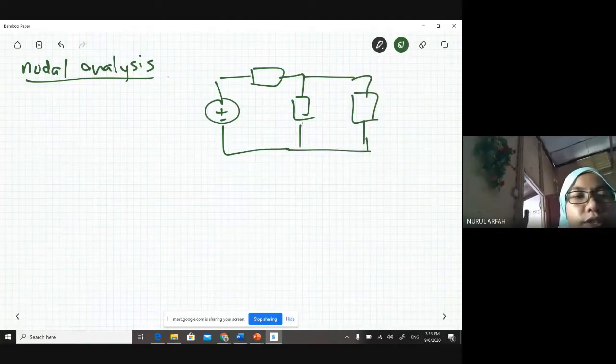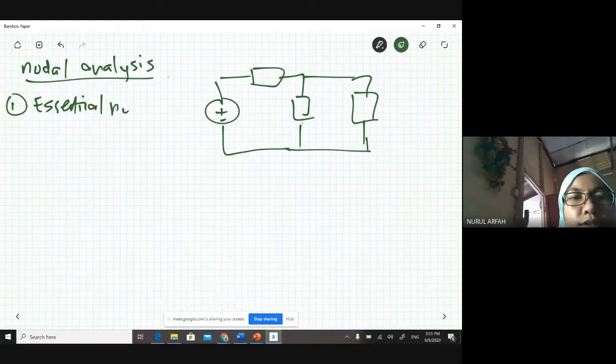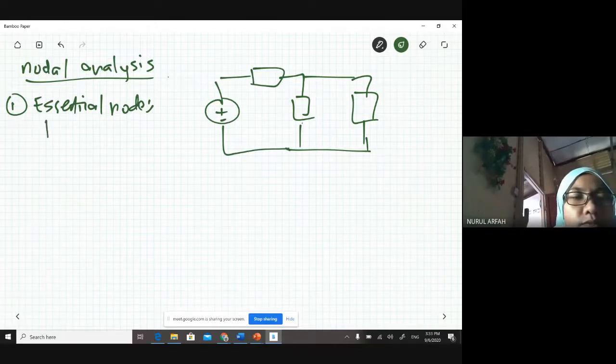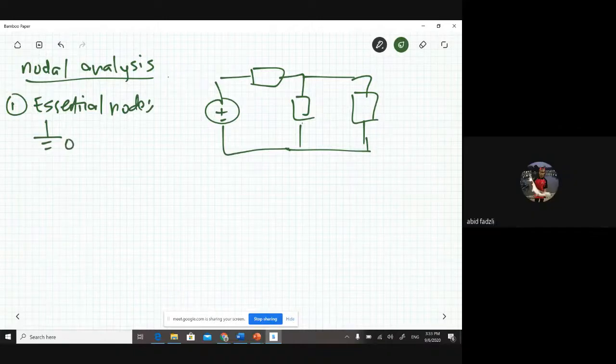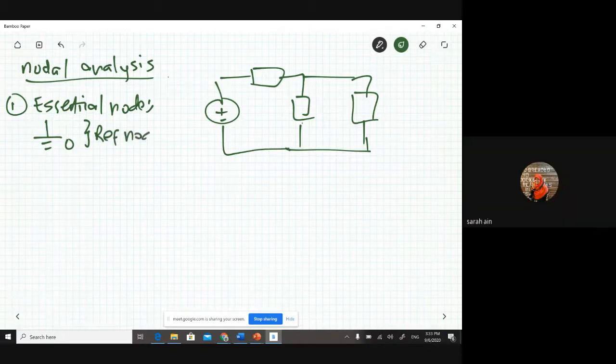First, you need to figure out what? The essential nodes, right? Why do you need to figure out where your essential nodes are? Because you're going to put a reference node. Yes, you need to put a reference node.